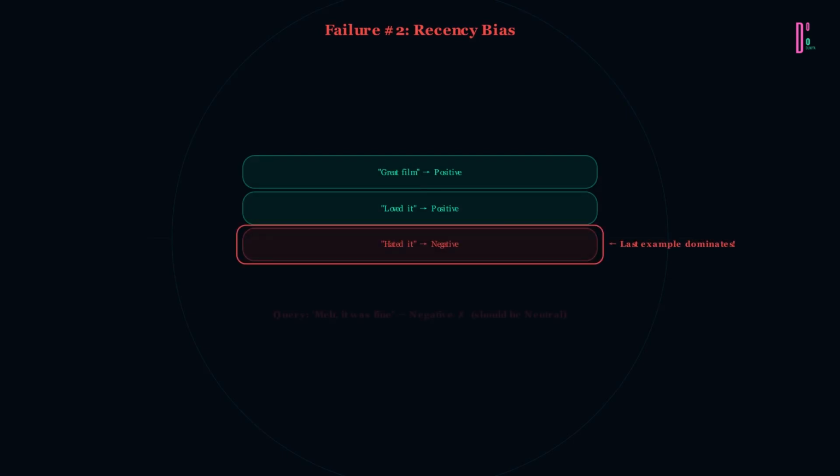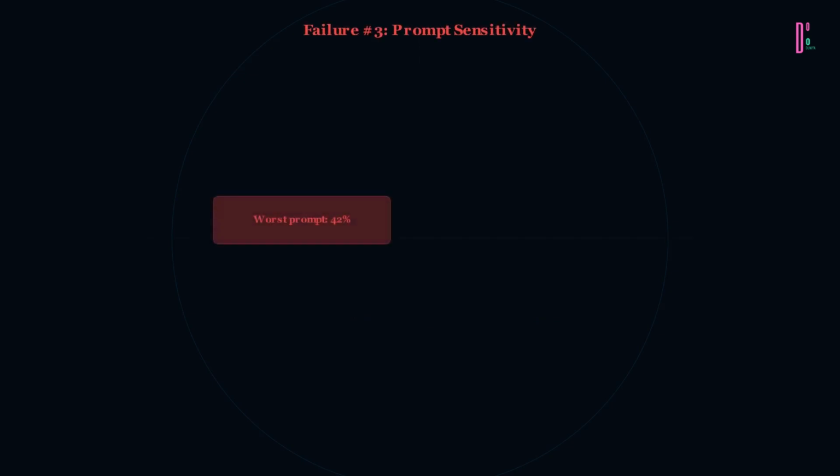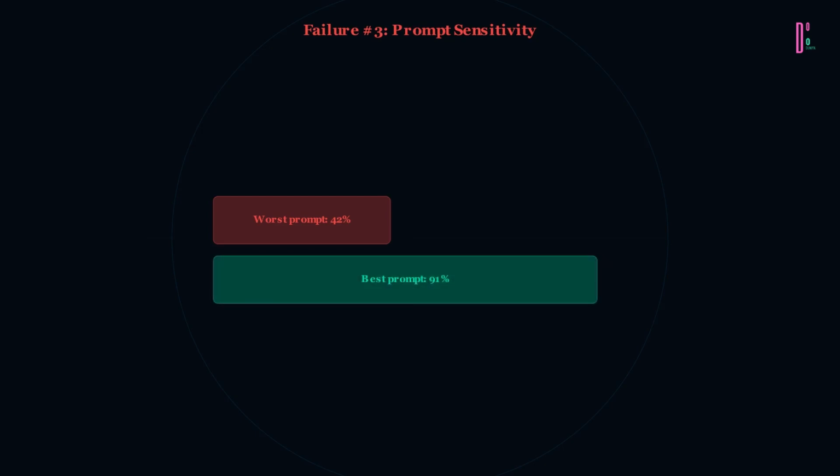Failure 2, recency bias. The model disproportionately copies the last example's label. Negative example at the end, everything becomes negative. Failure 3, prompt sensitivity. Same task, same model, same data, different wording. Accuracy swings from 42% to 91%. That's not robust intelligence. That's a coin flip with extra steps.